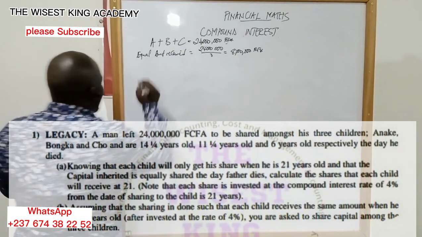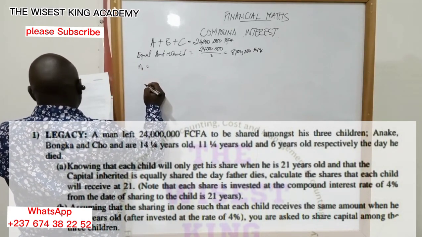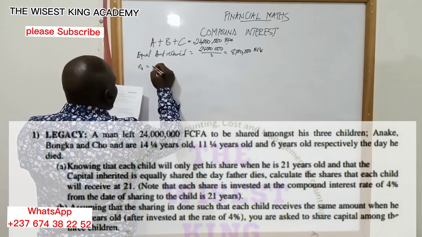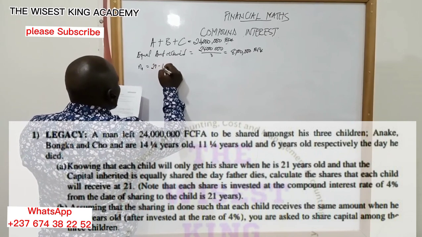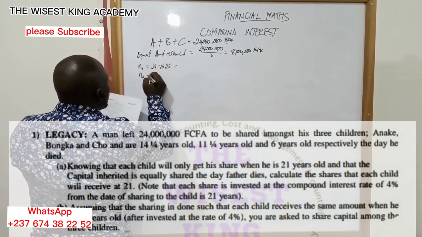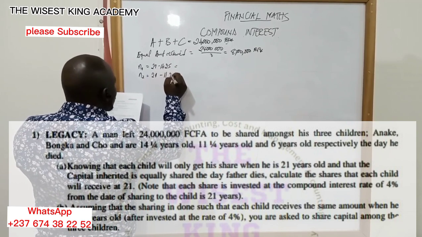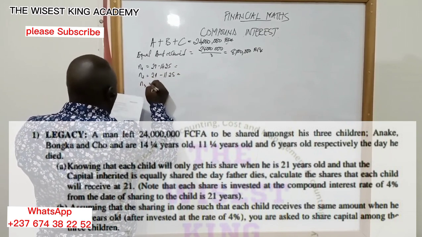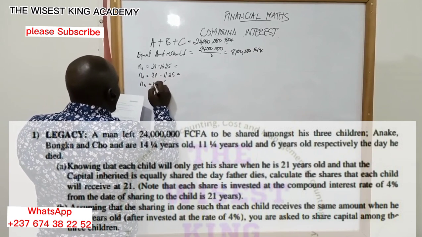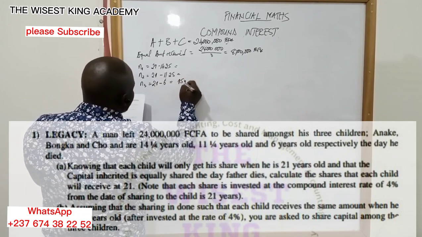So let's look at the first one. Let's take n. n here will be the duration for the first child. The first child is 14 and 1 quarter years, so we get 21 minus 14.25. n2 will be 21 minus 11.25. And n3 will be 21 minus 6. 21 minus 6 is 15 years.